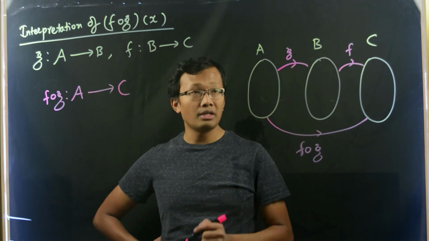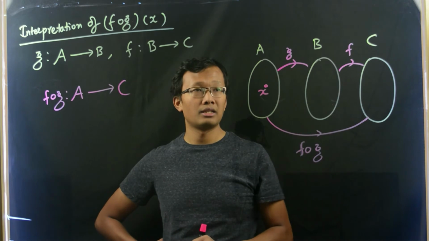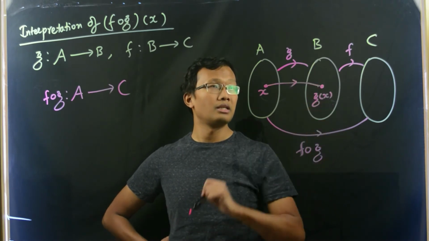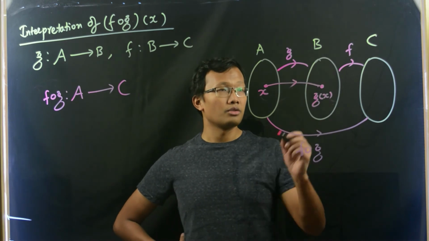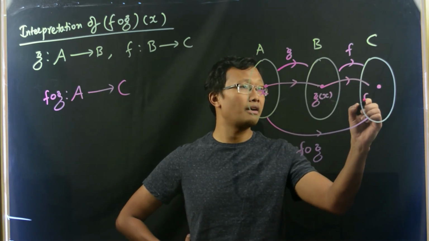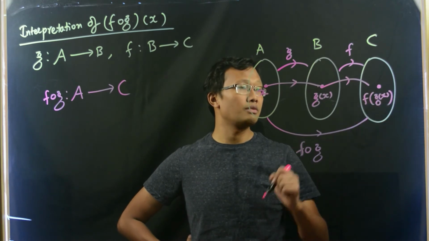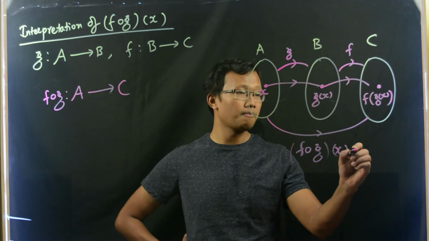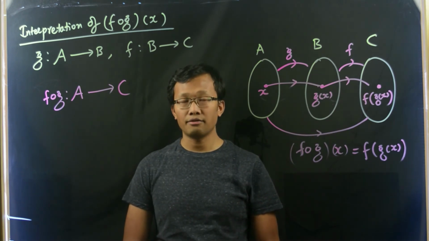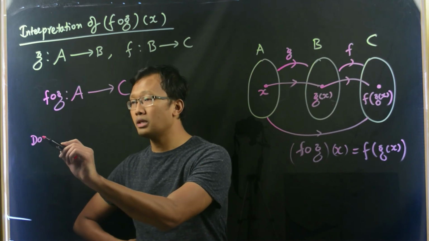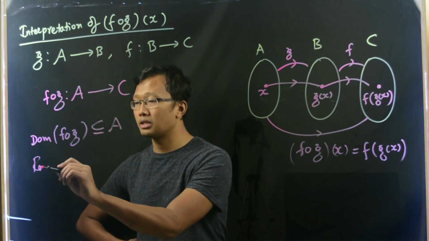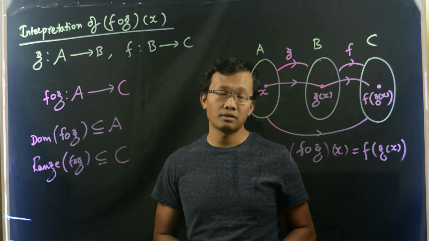Now here what you can realize is, if you take any point x in A, then g operates on x and we get g(x) in the set B. That's the range of g. Then this point g(x), if we operate on it by f, we get this point, which can be written as f(g(x)). So it will go in this way. Thus we have (f∘g)(x) = f(g(x)). So that's the interpretation of the composition of functions f∘g. And here I can write that the domain of f∘g is a subset of, it may be equal to, A, and the range is a subset of set C. We must be careful about this.